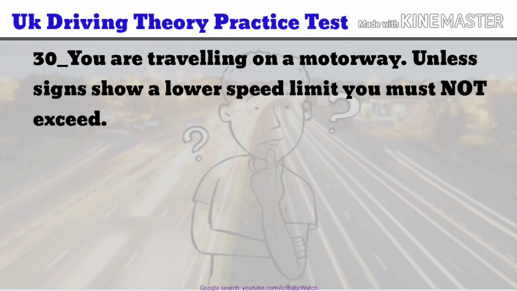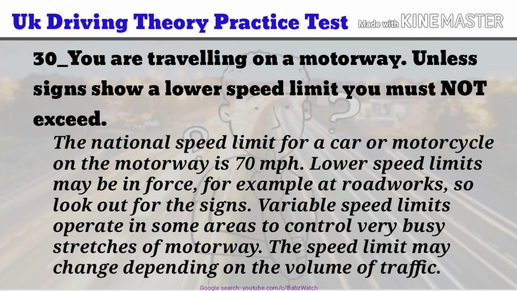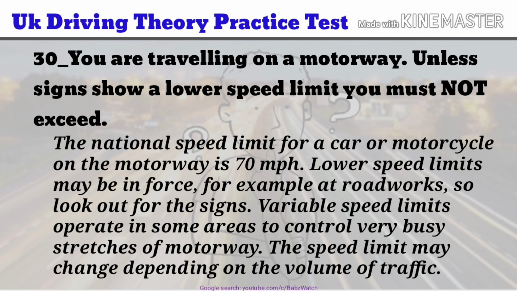70 miles per hour. The national speed limit for a car or motorcycle on the motorway is 70 miles per hour. Lower speed limits may be in force, for example at roadworks, so look out for the signs. Variable speed limits operate in some areas to control very busy stretches of motorway. The speed limit may change depending on the volume of traffic.